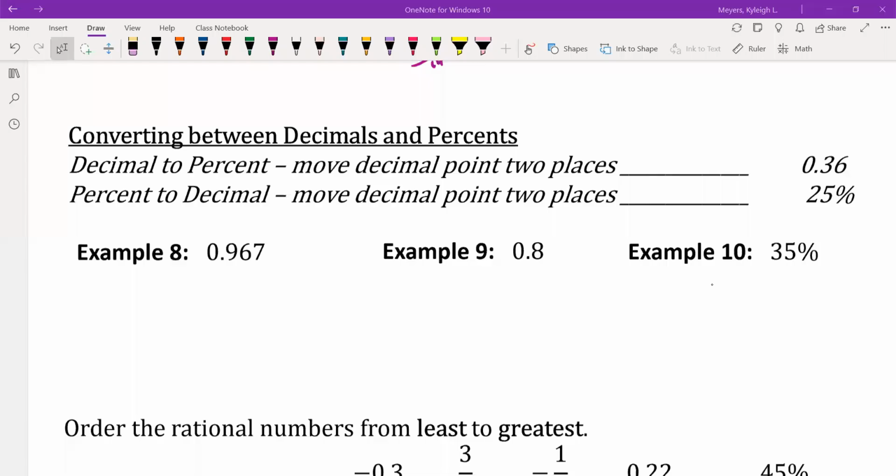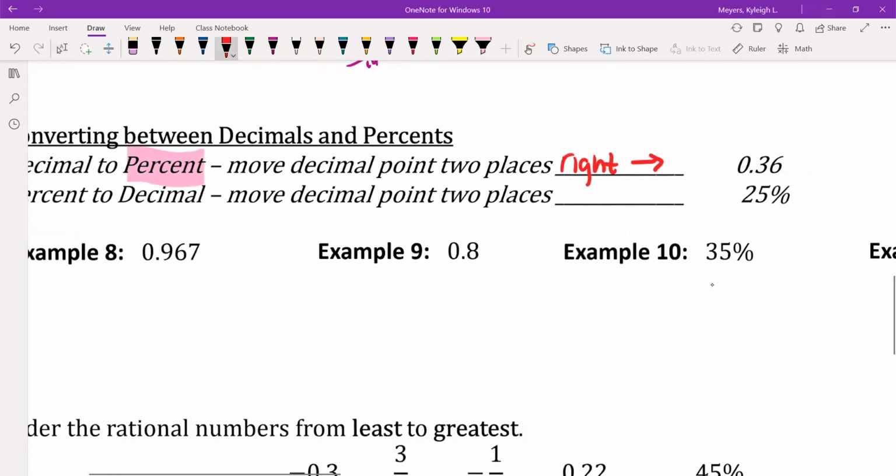All right, so if you have a decimal and you want to turn it into a percent, you move it 2 places to the right. So this way. So we take this decimal place here, move it 2 places once, twice to the right. So now it's 36%.